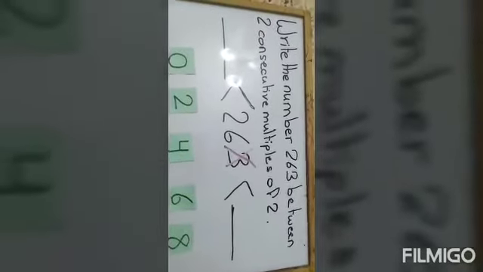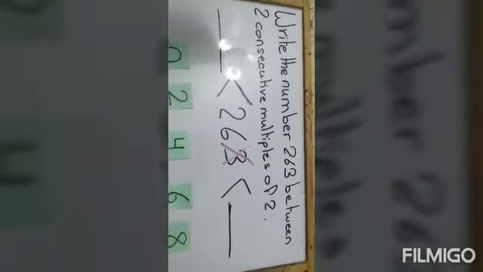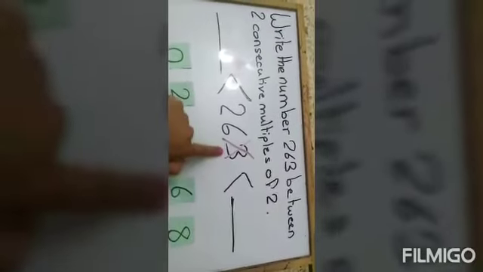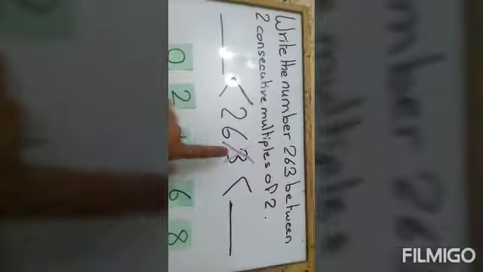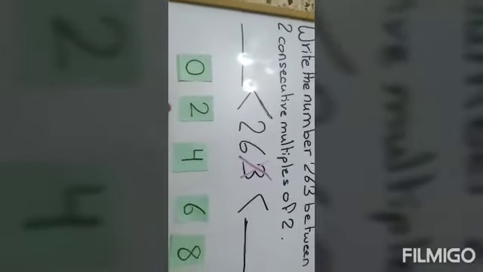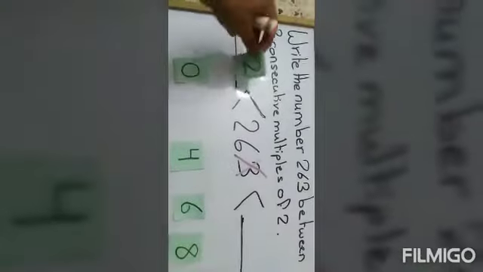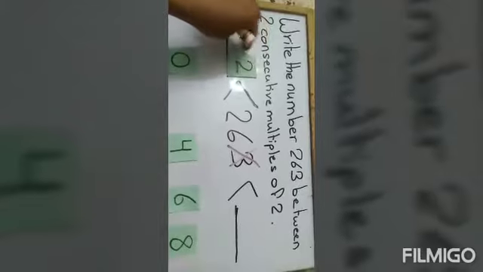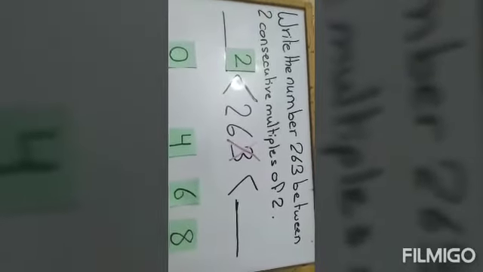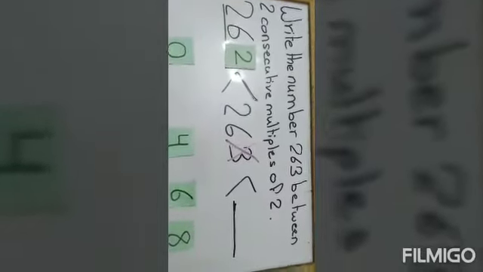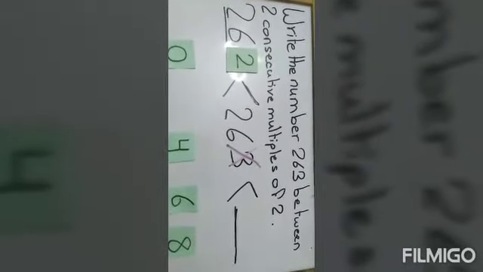Since we want to find the number that comes just before 263, the unit digit should be less than 3. So it can be 0 or 2. So we will choose 2. Why? Because it comes just before 3 directly. So the unit digit here will be 2. And the hundreds and the tens will remain the same. So we'll get the number 262.